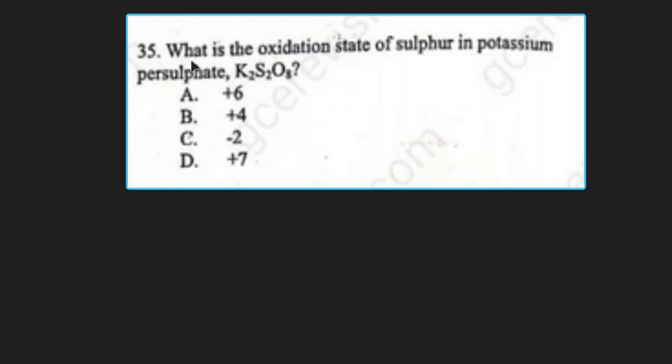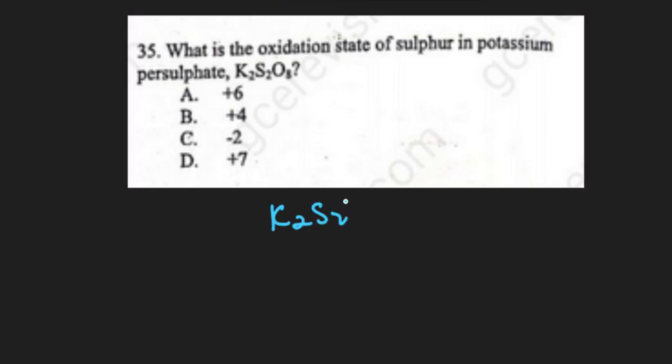Question 35. What is the oxidation state of sulfur in potassium persulfate? In potassium persulfate, this is really a tricky question. We look at this one. The persulfate is simply a dimer composed of 2 identical sulfate ions. So our real compound is potassium sulfate. So the persulfate is simply a dimer. When getting the oxidation state of sulfur, we are going to concentrate on the pure compound.